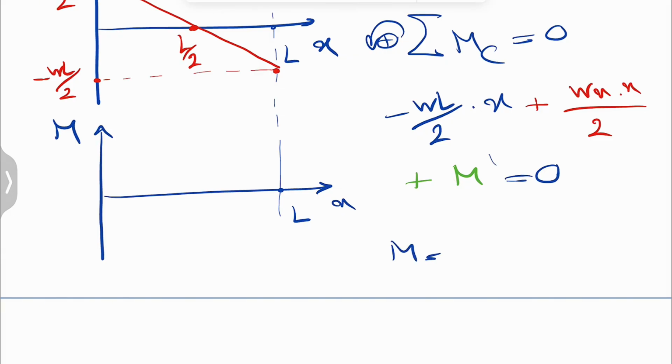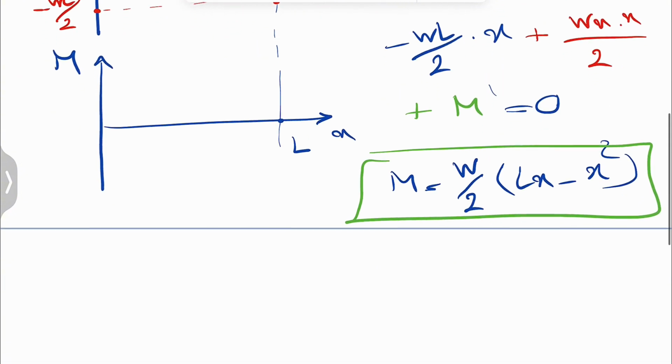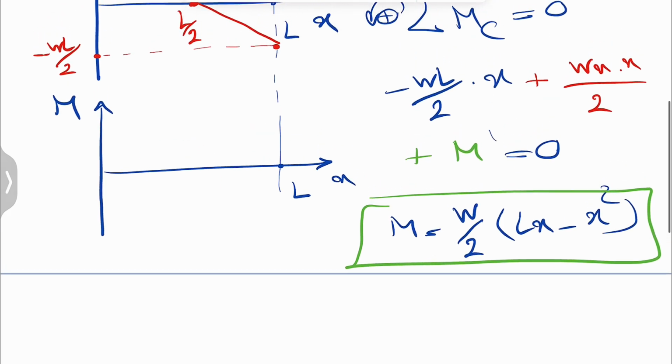So we have M is equal to, I'm just going to bring the other one to the right. We can actually factor W divided by 2. So W divided by 2, we're going to have Lx, negative, because it's going to be on the other side, x squared. So this is going to be our moment equation, which is the B part, and we just have to draw that on our diagram.